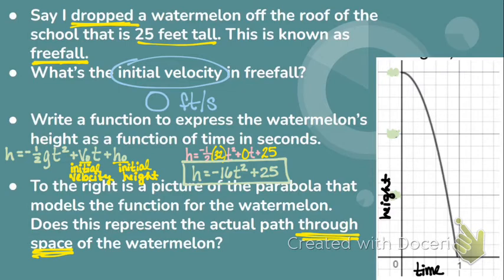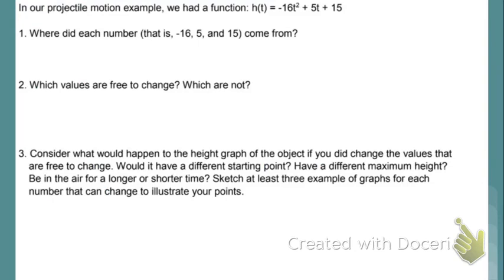Okay, one more last piece of wrap up, and then we'll get hands on. I want to go through this next part as quickly as we can. So we did a projectile motion example on Wednesday, and we had this function right here. I want to know where each of those numbers came from. What does the negative 16 mean? Where did it come from?